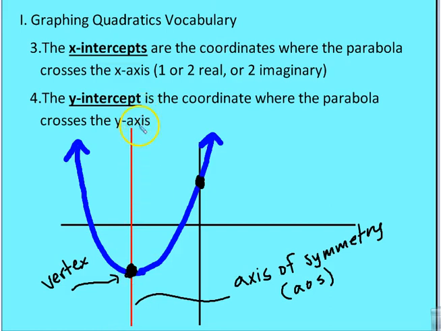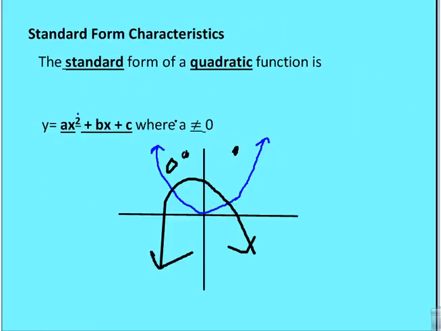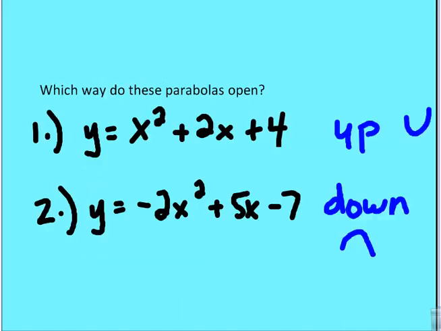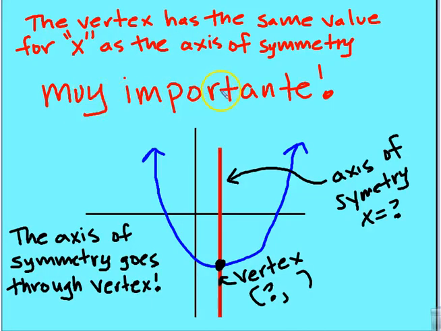The axis of symmetry is a line. It is not a number. So when providing the axis of symmetry, please make sure you provide it as a line. X is equal to some value, and that's going to be the case for parabolas that open up or down. So I say muy importante. The vertex has the same value for x as the axis of symmetry.